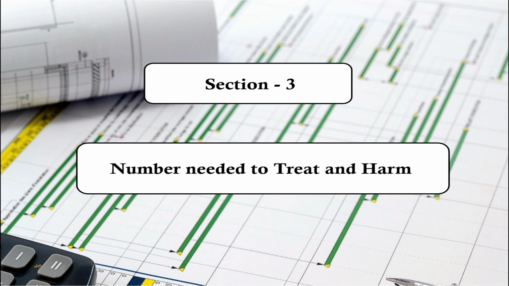Number needed to treat and harm. In the last section, we learnt about odds and risk ratios and their usage. In this section, we will learn about NNT, the number needed to treat, and NNH, the number needed to harm.